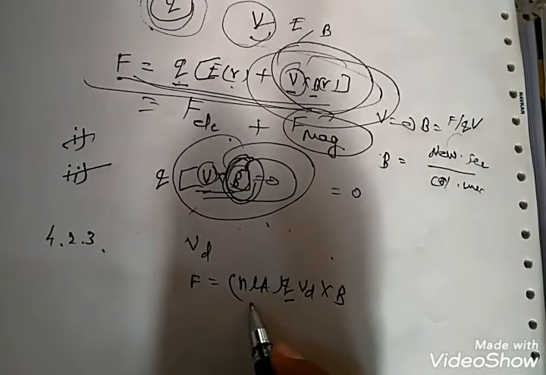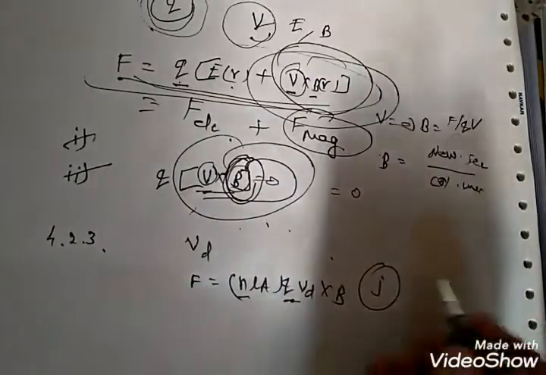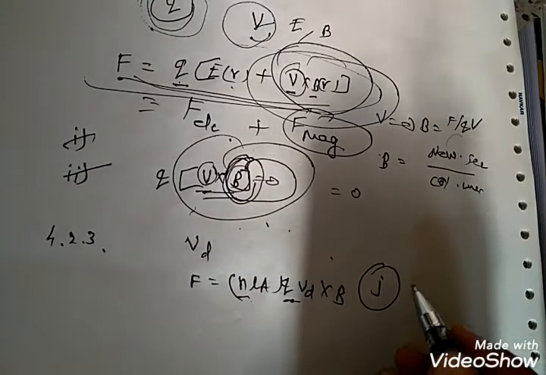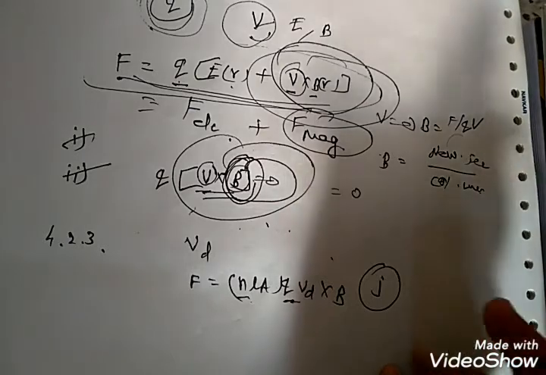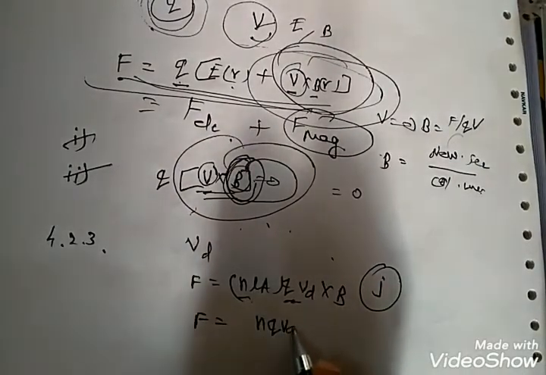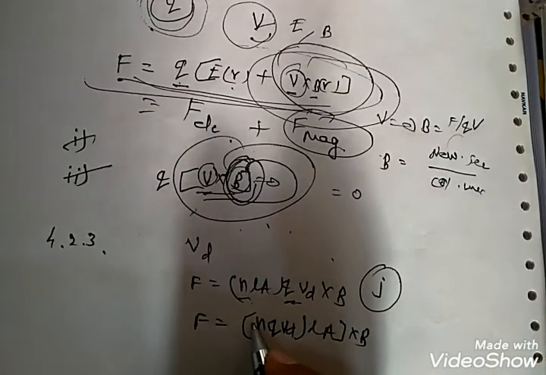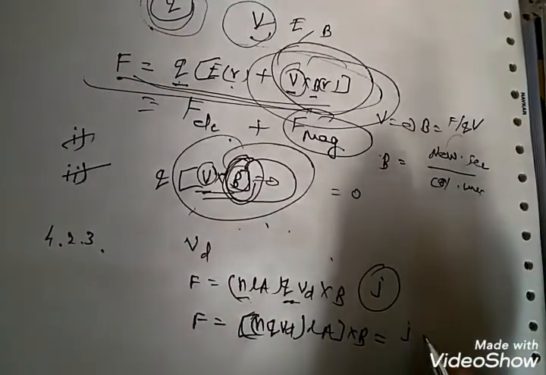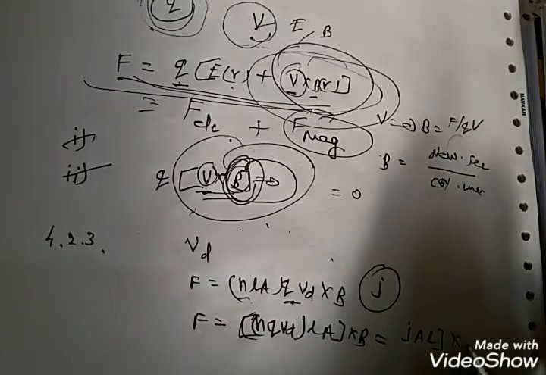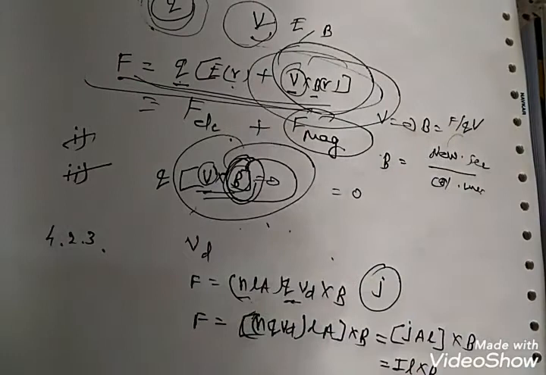Now n q vd is the current density j, and j times A is the current I. So the next equation is F equal to n q vd into L A cross B, which equals j A L cross B. So the final equation is F equal to I L cross B, where L is a vector of magnitude L, the length of the rod, with a direction identical to the current I.